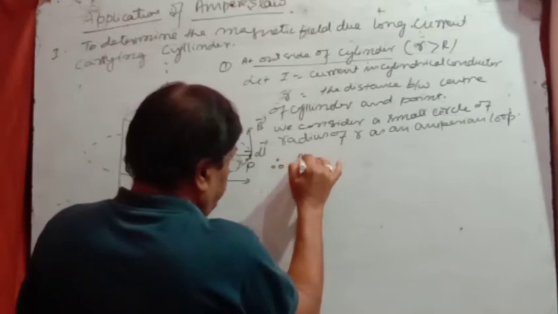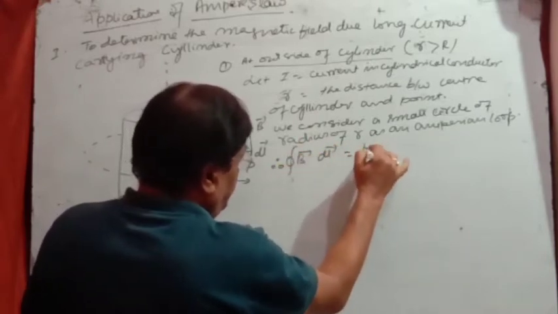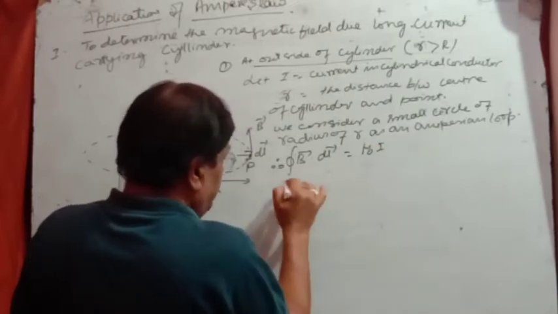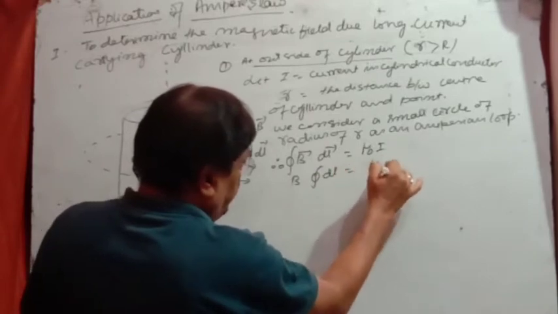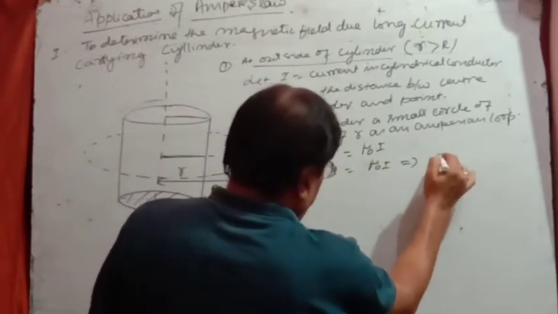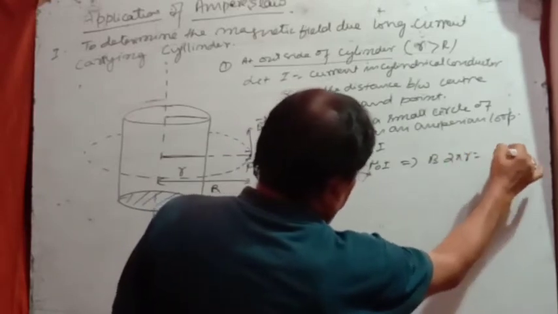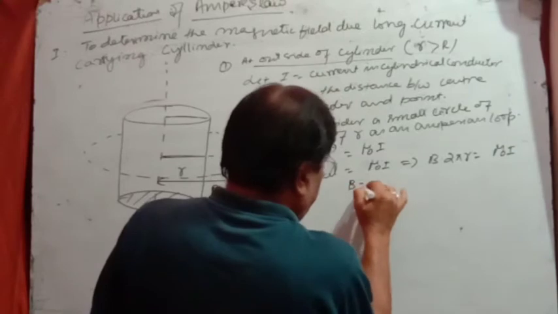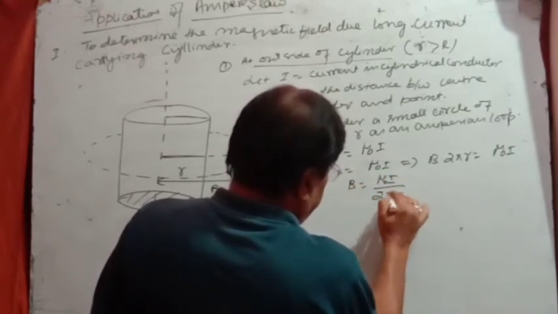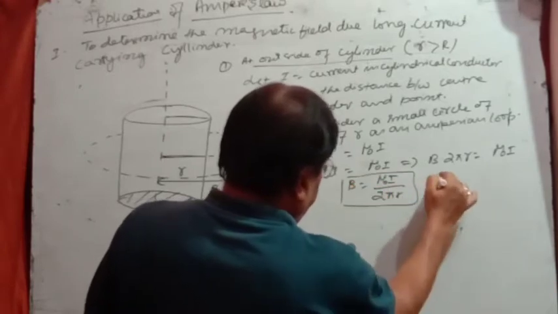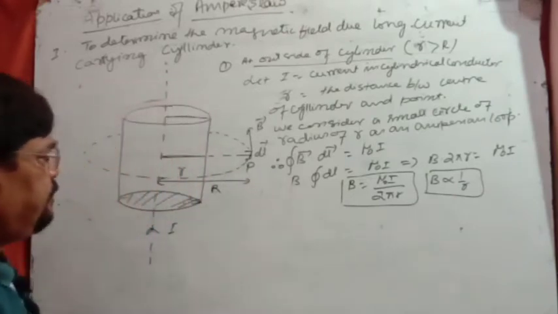Therefore, B dot dl is equal to mu naught I. Here the angle is theta, so B dl is equal to mu naught I, which gives B into 2 pi r equal to mu naught I. So we have B equal to mu naught I by 2 pi r. The magnetic field B is inversely proportional to r, same as a straight conductor.